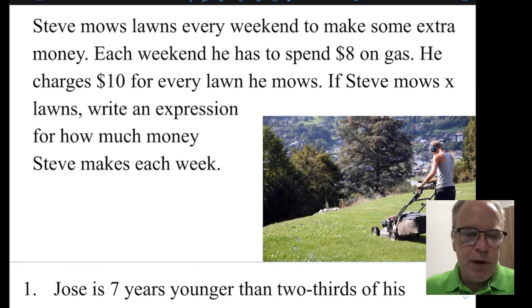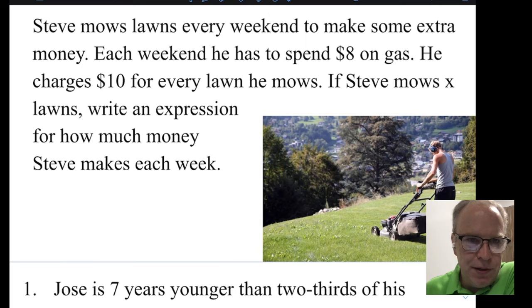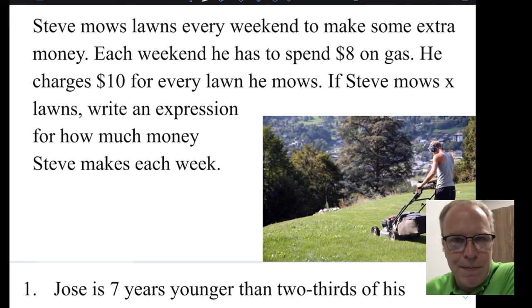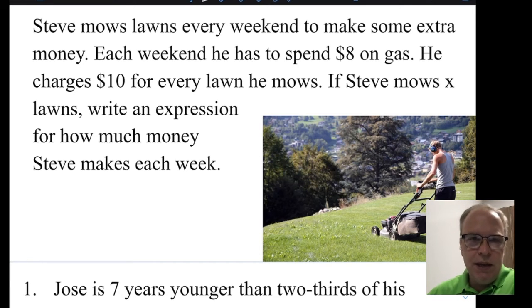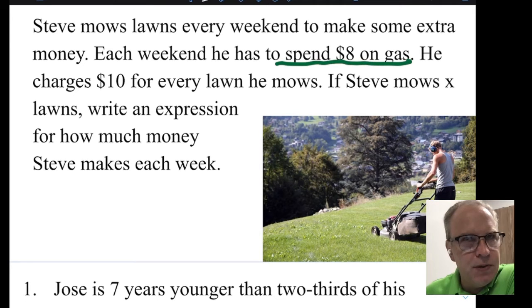We're now going to write expressions. That's one of the primary goals of this section, actually. So let's go through the data here. Whenever you're presented with several sentences, I want you to just take a deep breath and read it slowly, carefully, maybe even a couple times, underlining the important information as you go. All right, Steve mows lawns. It's not probably important that his name is Steve. Okay, let's keep going. Steve mows lawns every weekend to make some extra money, and each weekend he has to spend $8 on gas. So it sounds like he has a business and he's spending $8 at the pump. $8. Not $8 a gallon, just $8.